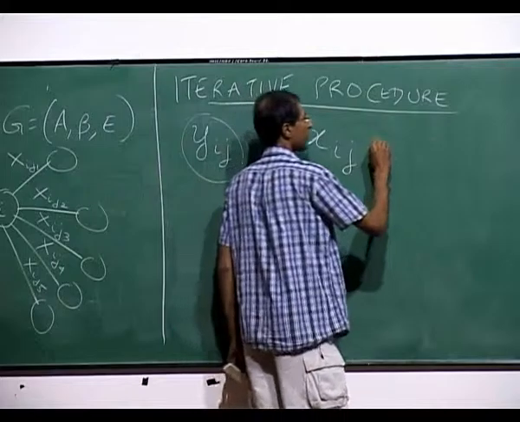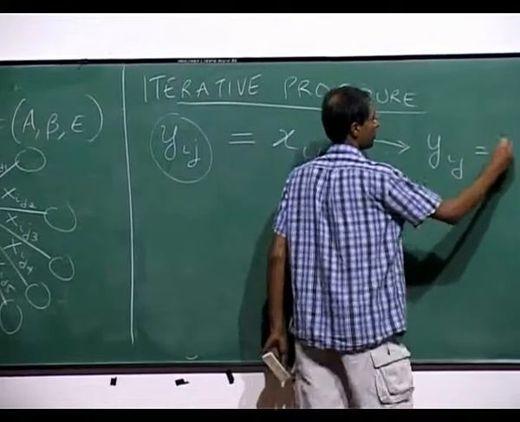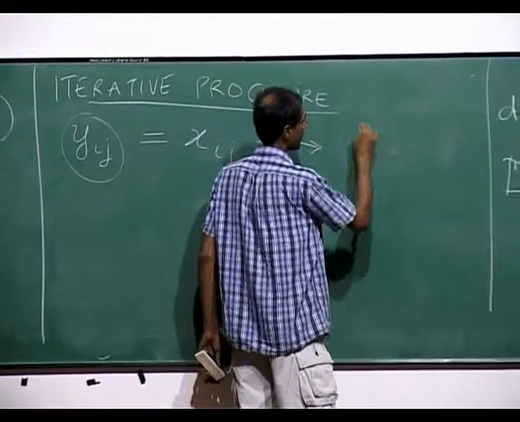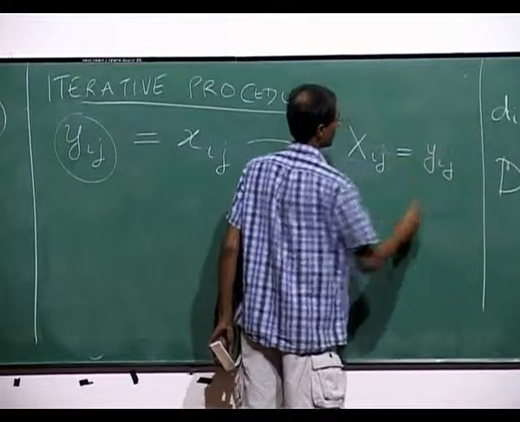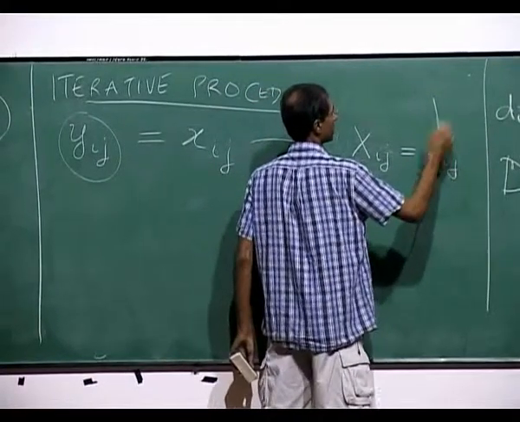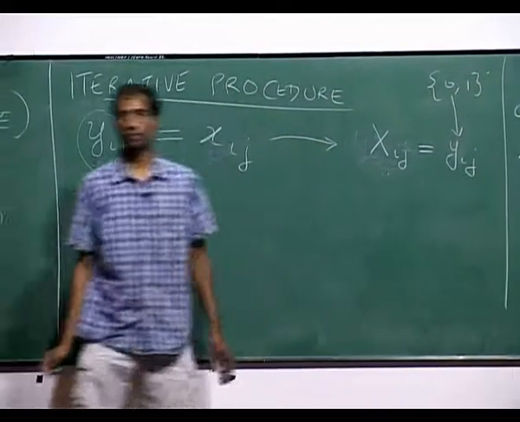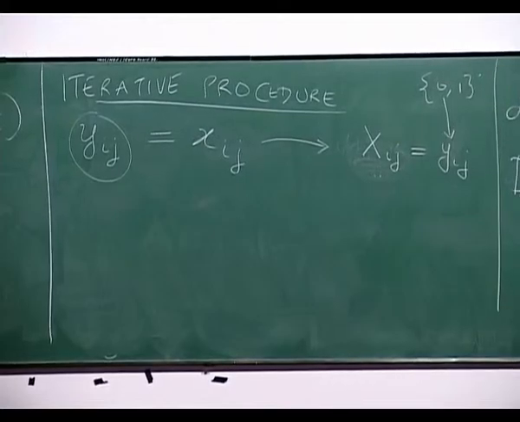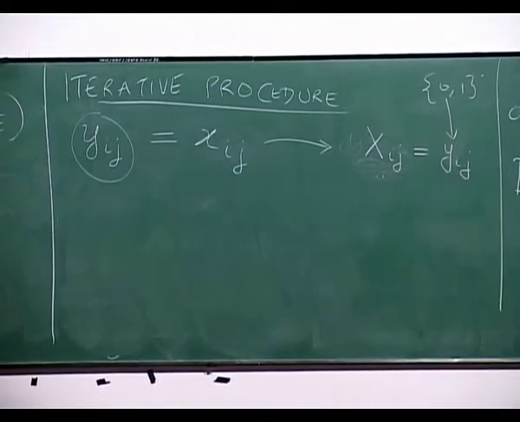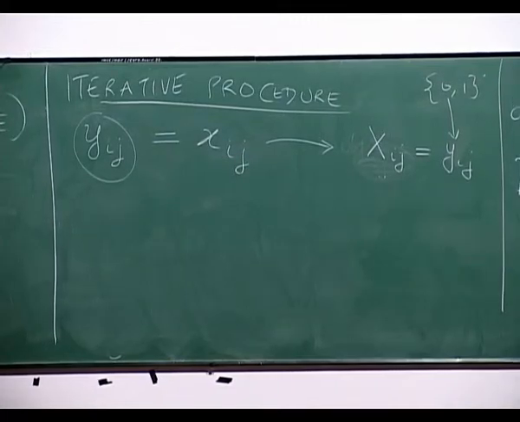At the end, this variable will have a value, and we will define xij equals yij, because at the end this yij will be a 0, 1 number. So we are always going to work with these yij values. They start off being the xij, we keep updating them, and at the end they all take 0 or 1 values, and that's what we call xij.